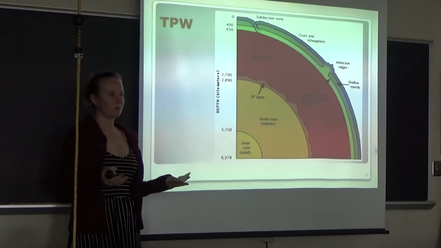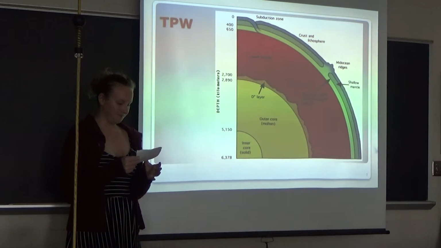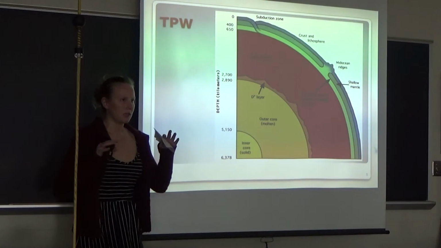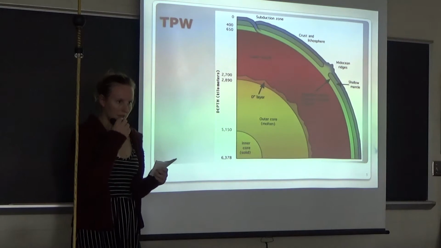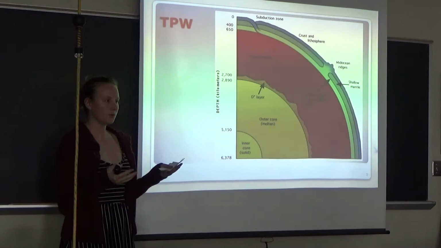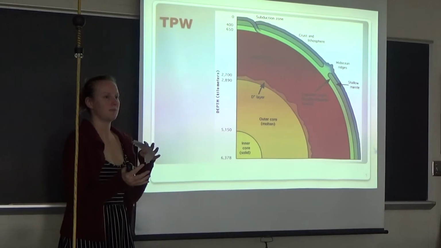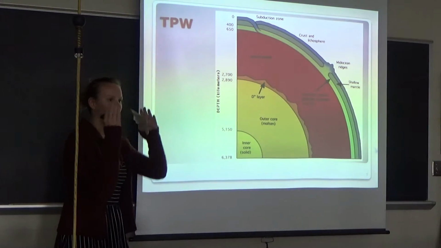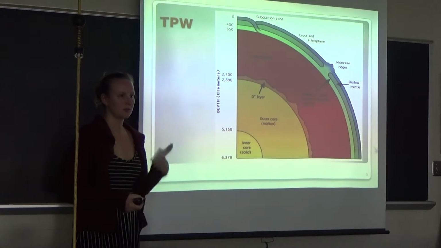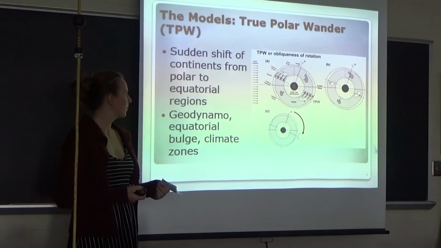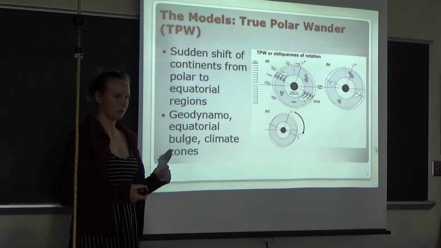So true polar wander is basically that the poles don't change, but the movement of the continents does, so it's like the orientation of the Earth on its axis changes. And when you say poles, what I don't get is do you mean the pole on the surface of the Earth, or do you mean the pole as defined by the magnetic inner core? The magnetic pole. Okay.